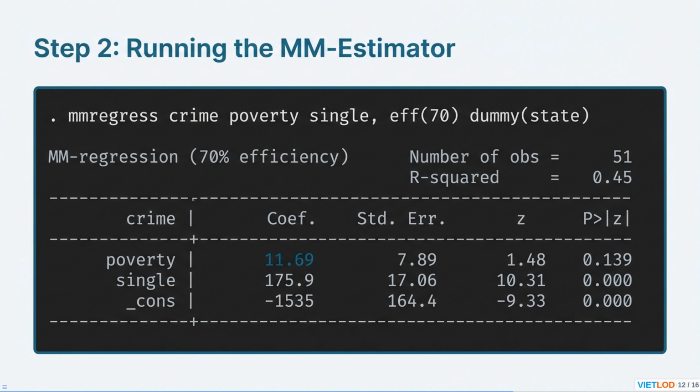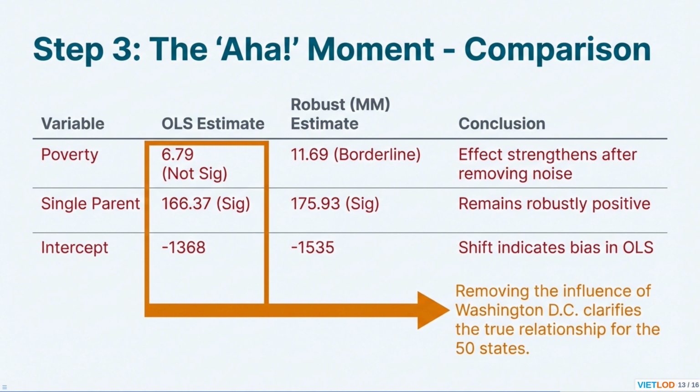These results are interesting, but their true meaning becomes clear only when we compare them to the standard OLS results. This is the aha moment. Now we arrive at the aha moment, the critical comparison between our standard OLS estimates and the robust estimates, after identifying and downweighting the outlier, Washington, D.C.